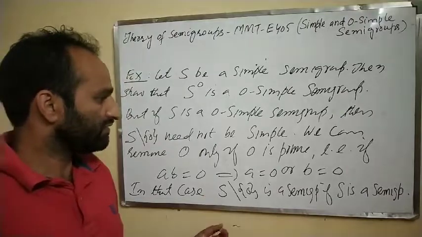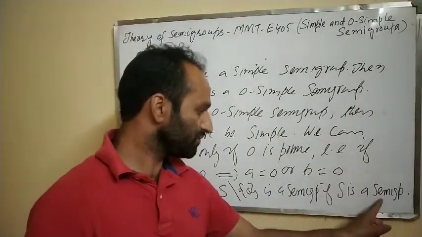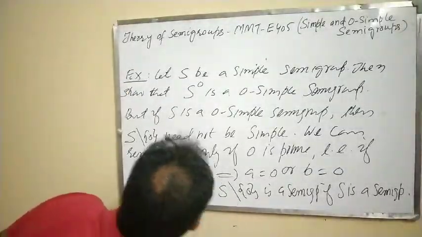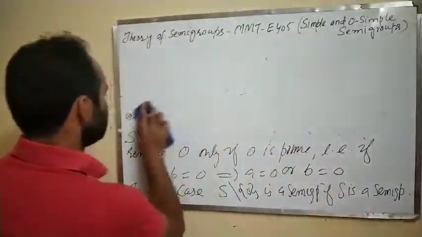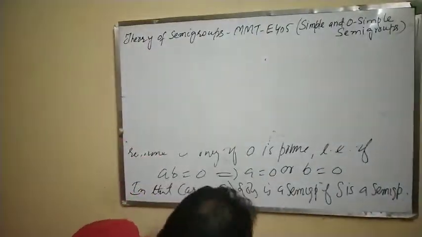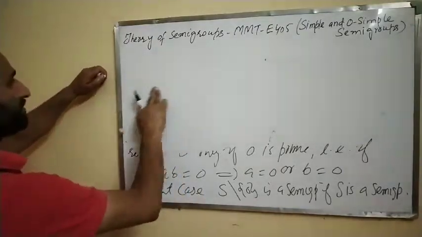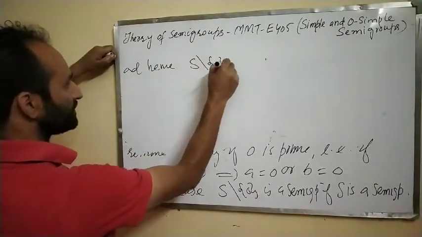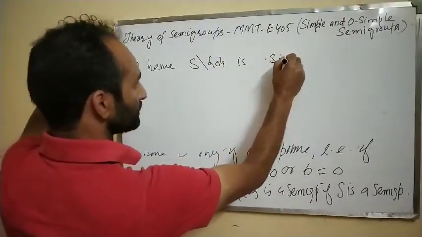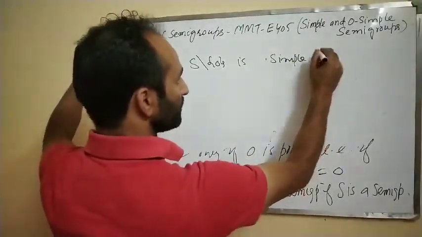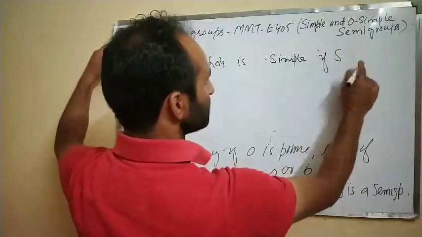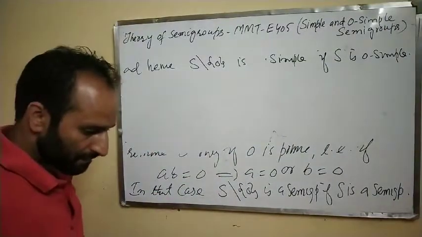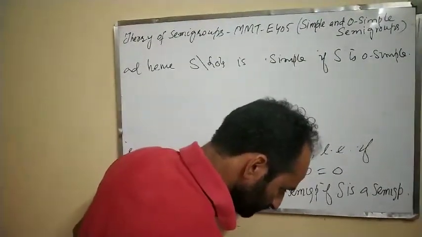And you can easily verify that if S is a 0 simple semigroup, then S minus 0 is simple, and hence S minus 0 is simple if S is 0 simple. Okay.